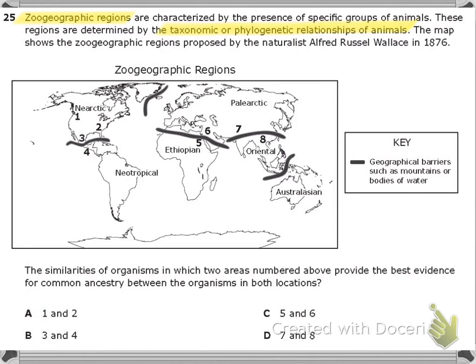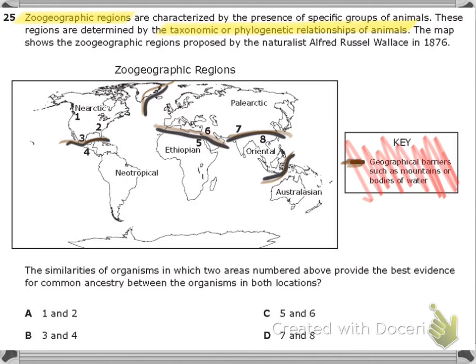Okay, so let's look at the question. The similarities of organisms in which two areas numbered above provide the best evidence for common ancestry between the two organisms? In other words, two different organisms had a common ancestor, like a common dad or whatever. Okay, so here we go. Well, there's not really a lot to this. Let's highlight all the areas that separate the areas. So let's start backwards. Let's go D, 7 and 8.